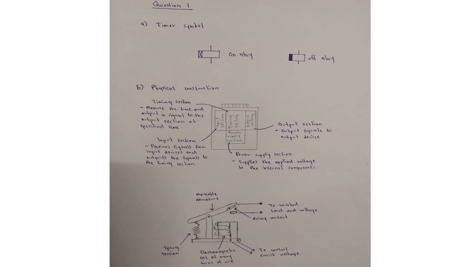So this is the internal component of the timer. So this one is the movable armature, spring tension, electromagnetic coil, relay contact, and this one to switch load and voltage. This one to control circuit voltage.